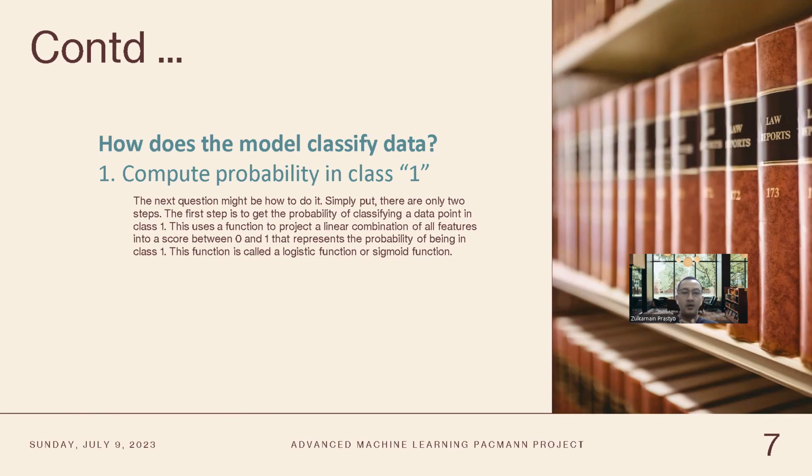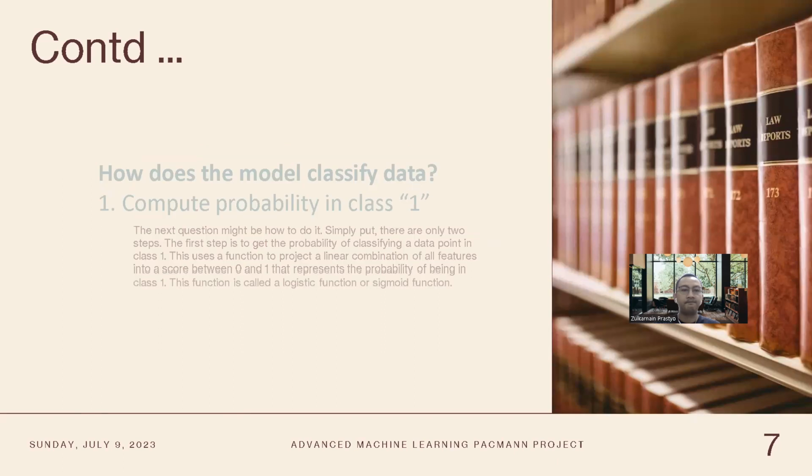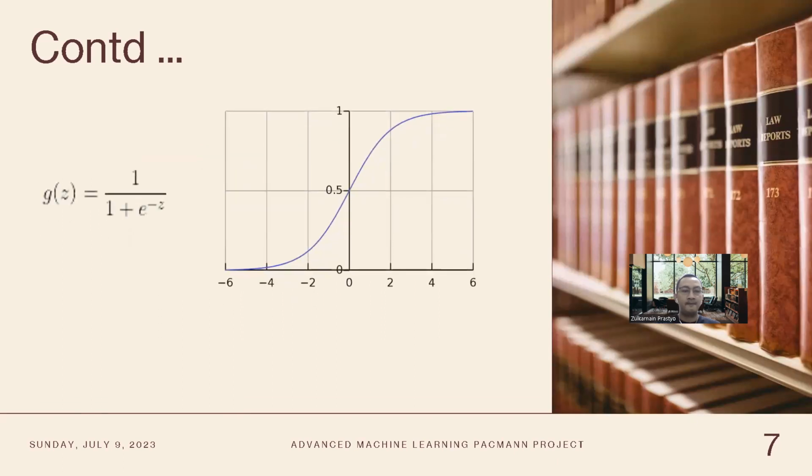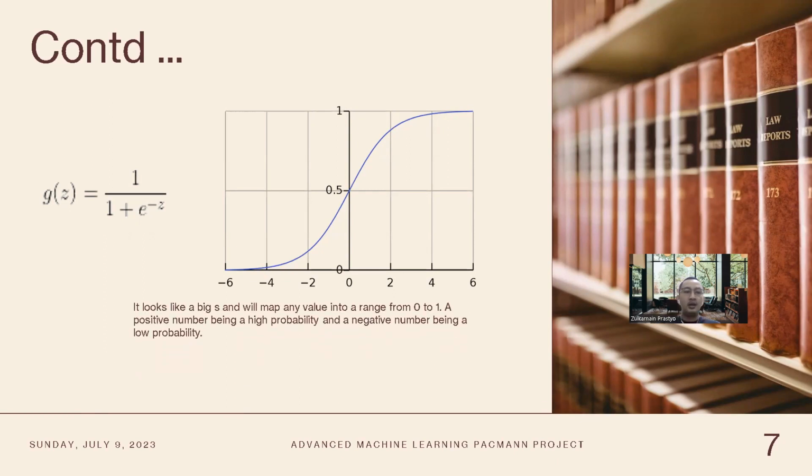This function is called the logistic function or sigmoid function. This is the formula for the sigmoid. It looks like a big S and will map any value into a range from 0 to 1, a positive number being a high probability and a negative number being a low probability.